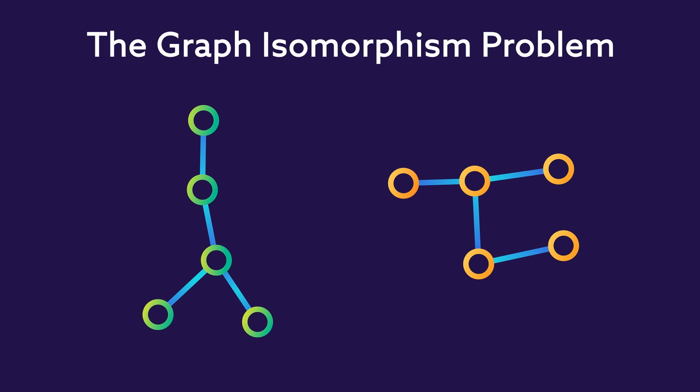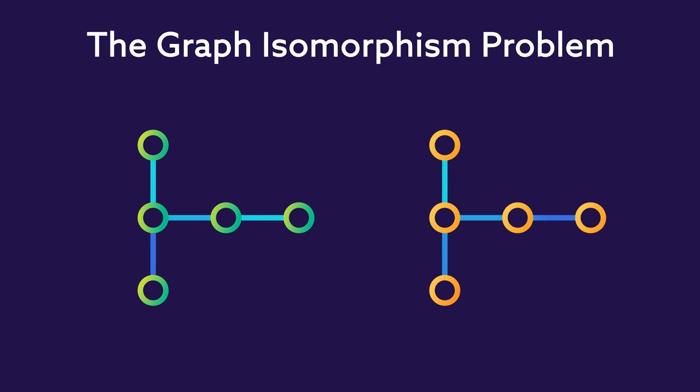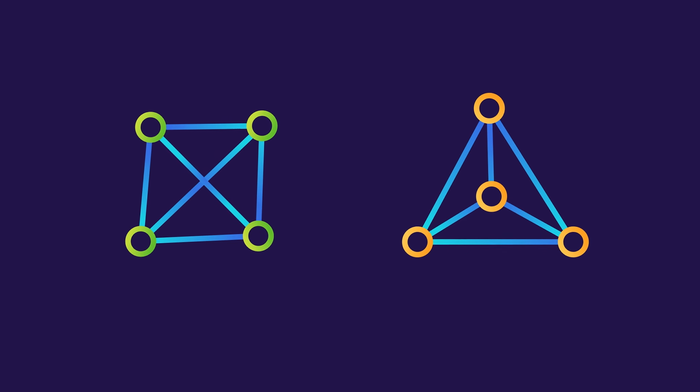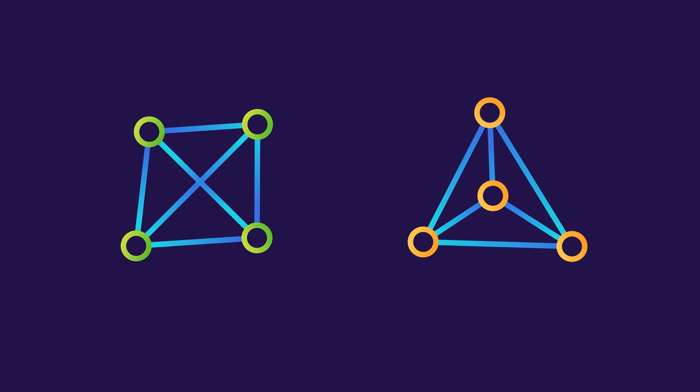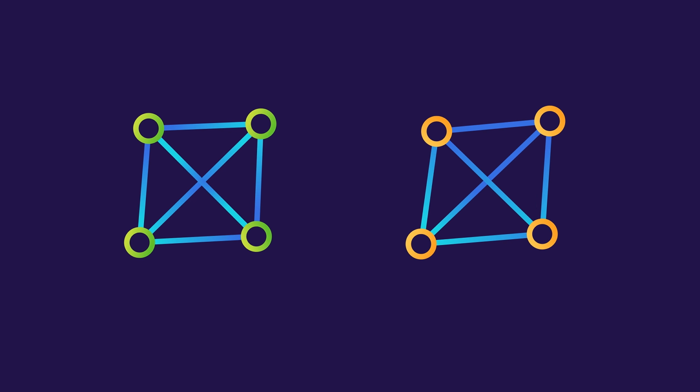For example, these two here might look different at first glance, but watch how they are just reshaped versions of one another. How about these two? Probably not the same, since one has a crossing while the other one doesn't. Well, turns out they are the same, despite the crossing.